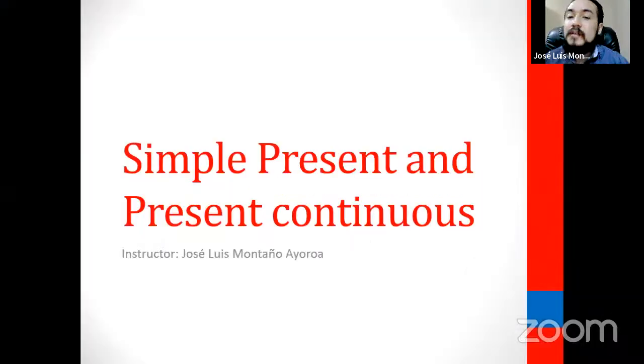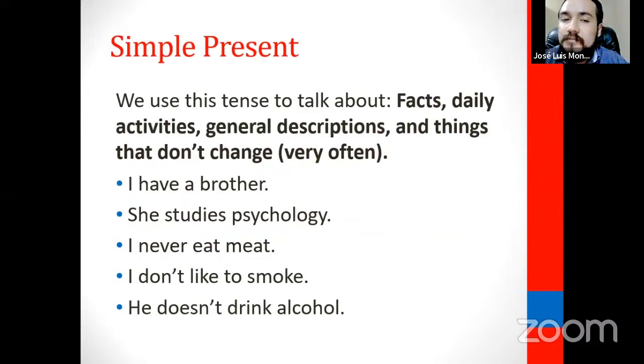So we start with these elements, pretty basic. This is the first thing you learn when you're learning English. We use this tense to talk about facts, daily activities, general descriptions, and things that don't change very often. For example, facts are things that are true in a certain way. It's a description of reality, and you can mention many things there. A fact can even be a description about you.